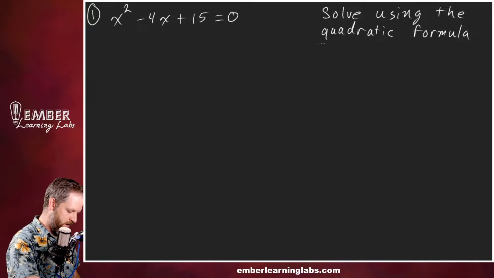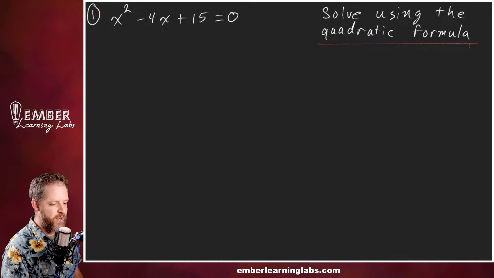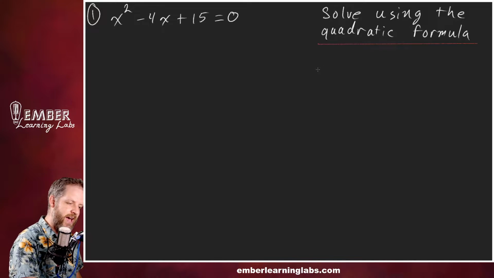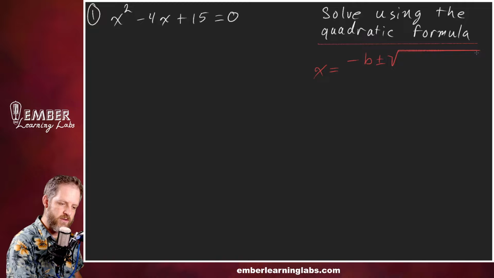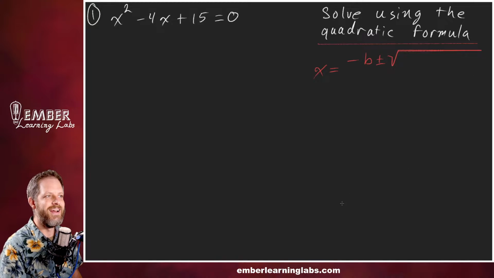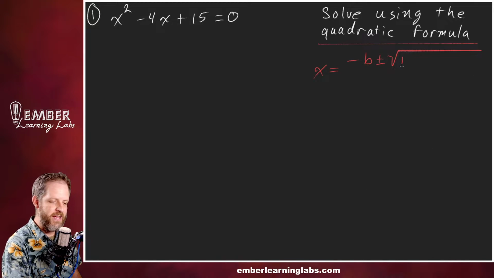So, in case the very likely, possible, plausible event is true that you do not remember what the quadratic formula is, here's the quadratic formula. The quadratic formula says x equals the opposite of b plus or minus the square root of... That looks like garbage. How about that? That's better.